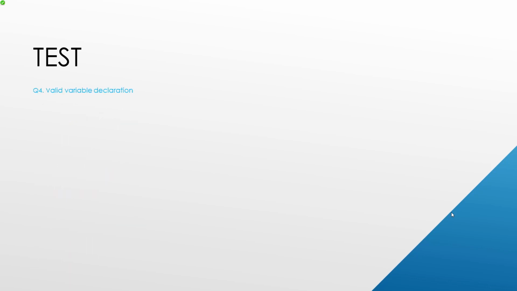Valid variable declaration. How can we declare a variable? Can we declare a variable like this, where first we give the digit and then the alphabet? Is it possible? Or can we write an underscore before the variable name? Or can we use any reserved word while declaring the variable? Or can we have any space in the variable name like that? You can write the answer in the comments.